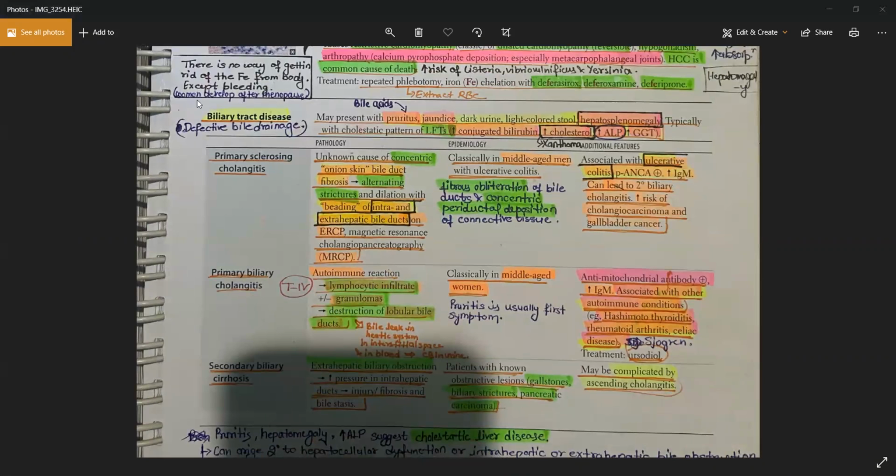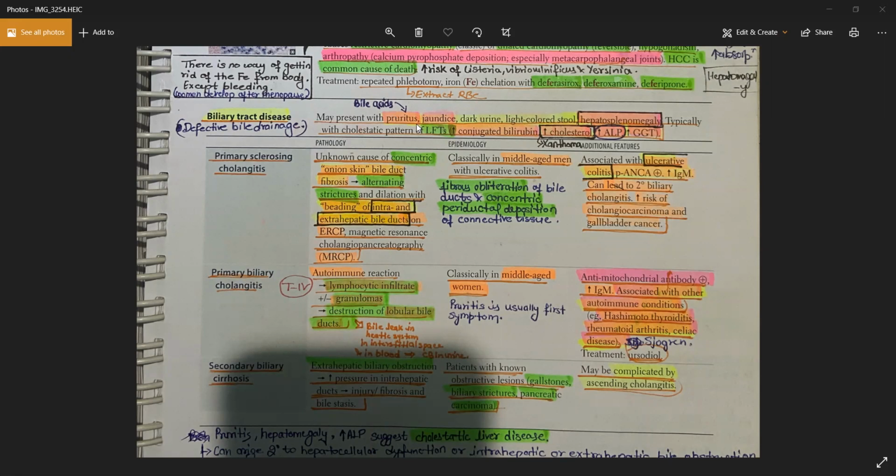Now comes the biliary tract diseases. These diseases are responsible for what kind of bilirubin? Cholestatic, the conjugated one. It is kind of an excretion type of defect. Because of the high level of bilirubin, the first symptom is generally pruritus. Even though jaundice is not present, the patient will get pruritus first. So the very first complaint of hyperbilirubinemia is pruritus.